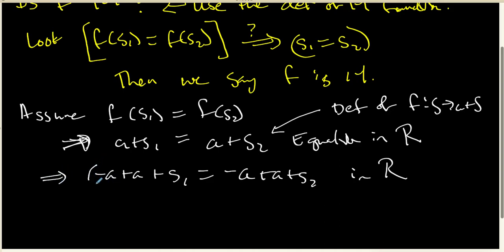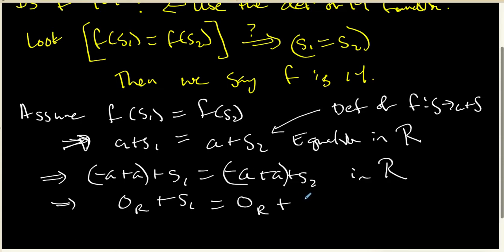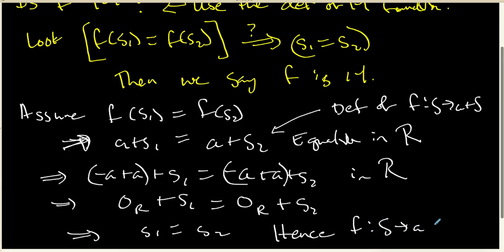And of course, addition is associative, so I can put in those parentheses, and minus a plus a is just a big fat 0 inside the ring. And so we get this equation, that 0 plus s1 is equal to 0 plus s2, and that does indeed say that s1 is equal to s2, and hence we know that this function that is going from our subring to the left coset is indeed one-to-one.